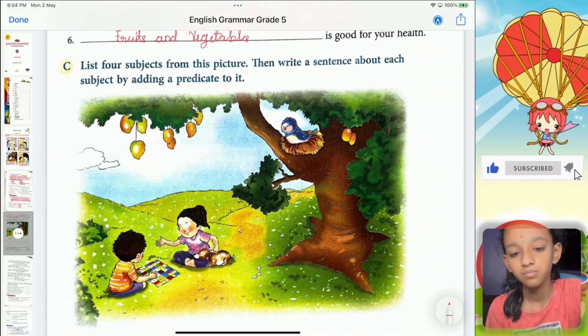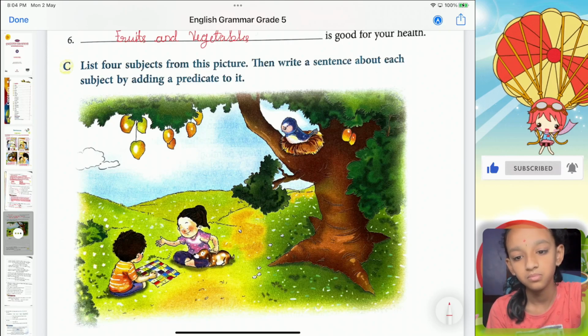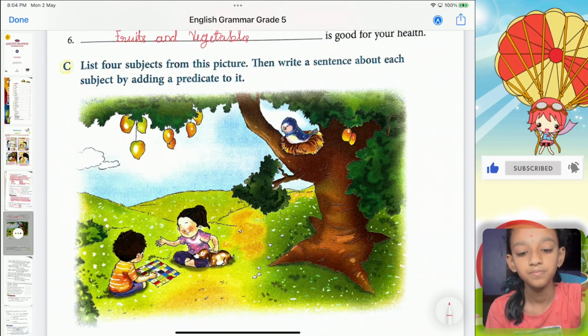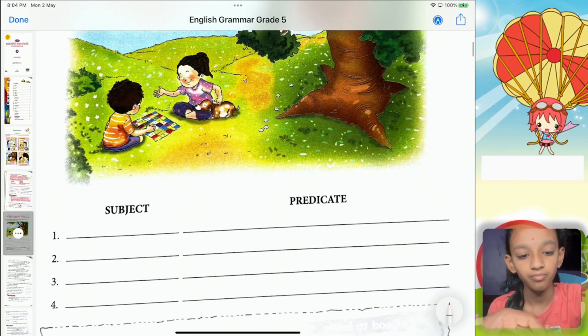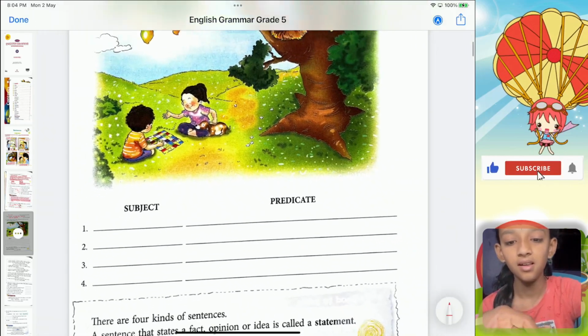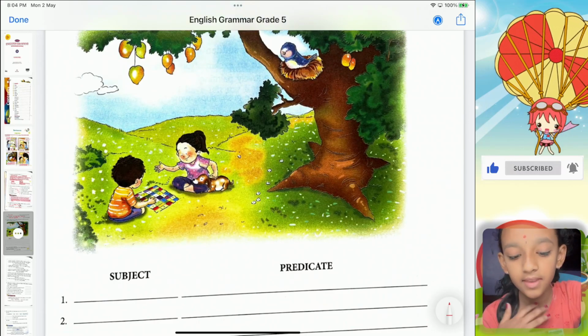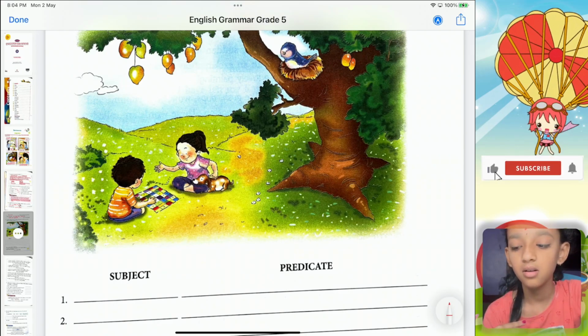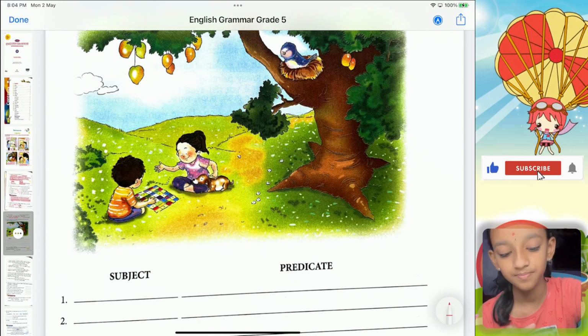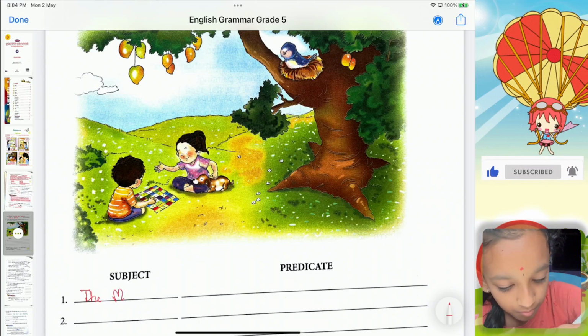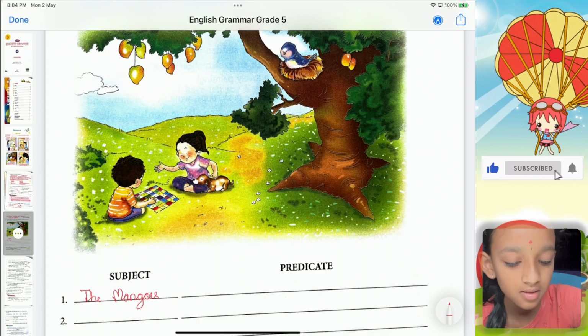Now you're going to look at this picture and you're going to list four subjects, and for each of those subjects you'll add a predicate. Okay, so go ahead. I think you can write it down here. The mangoes are delicious. So the mangoes becomes the subject. Delicious becomes the predicate. Correct.